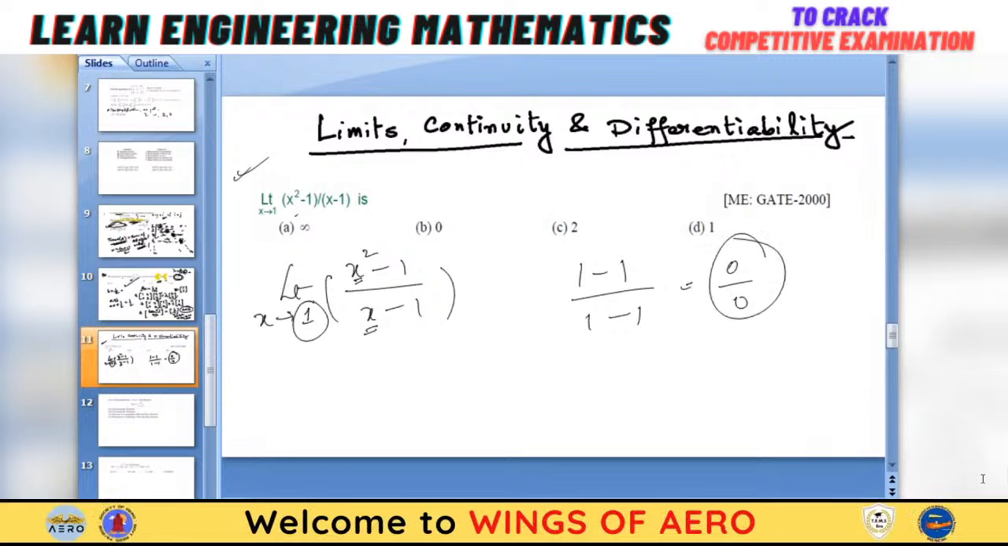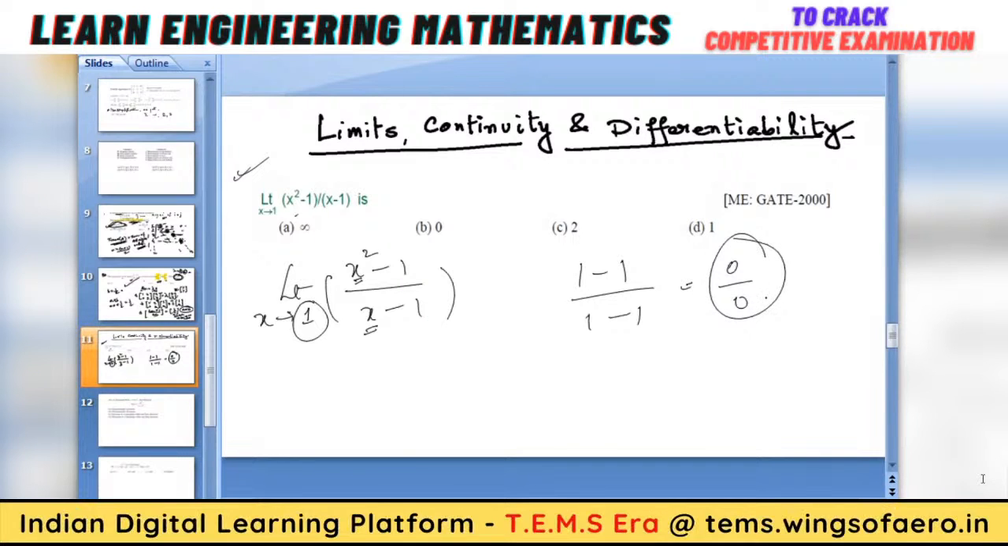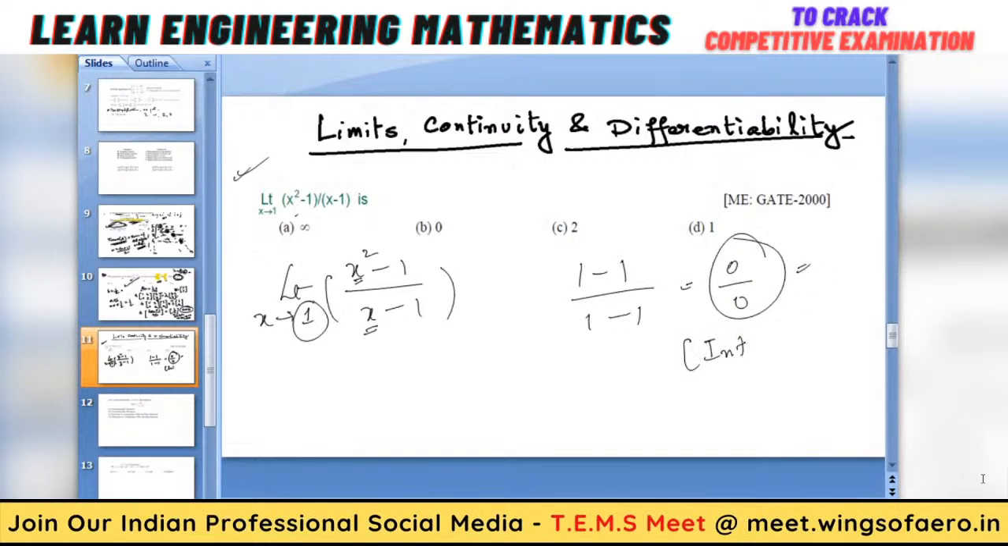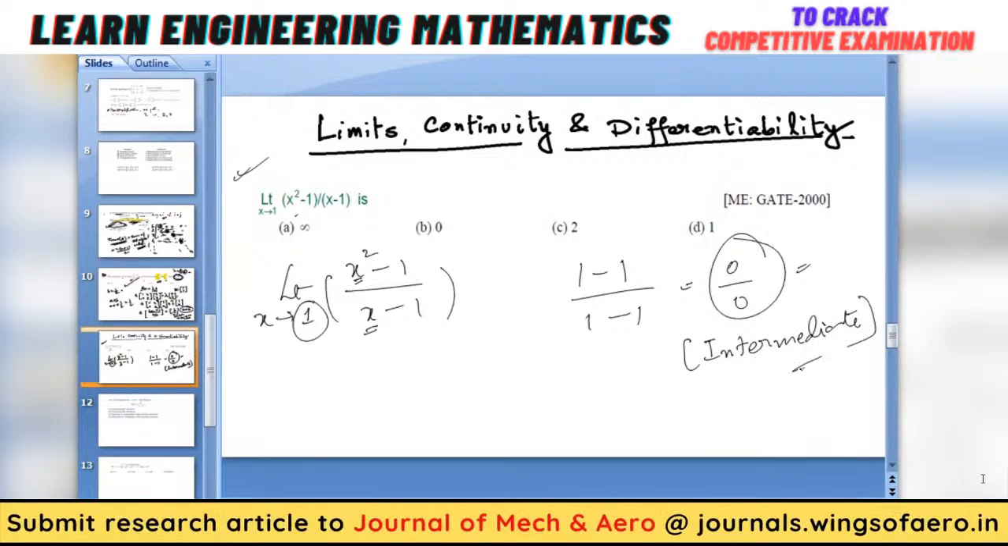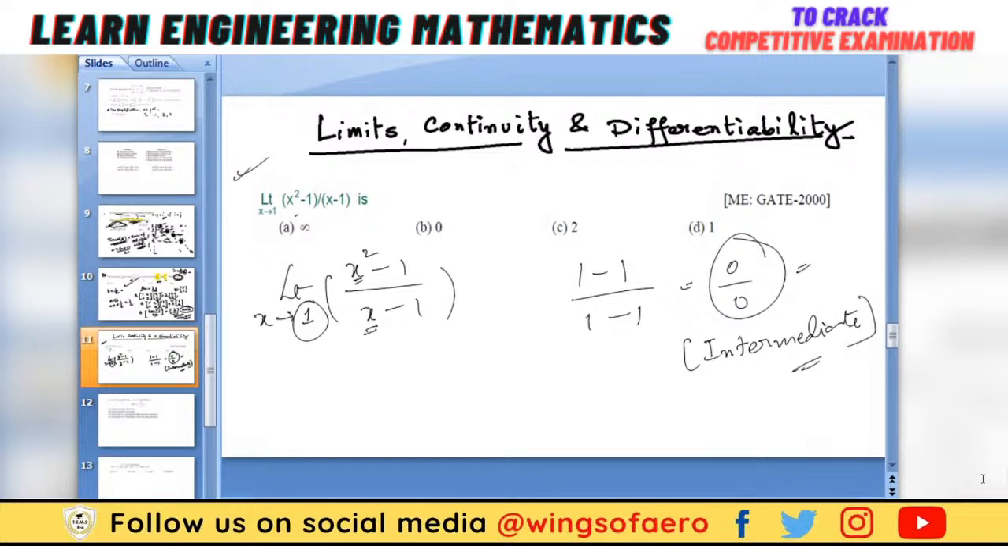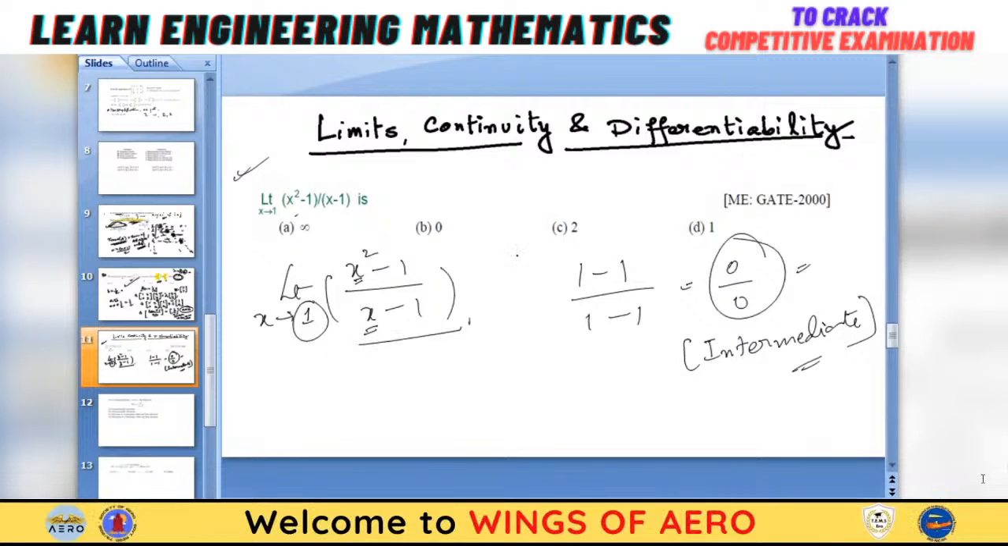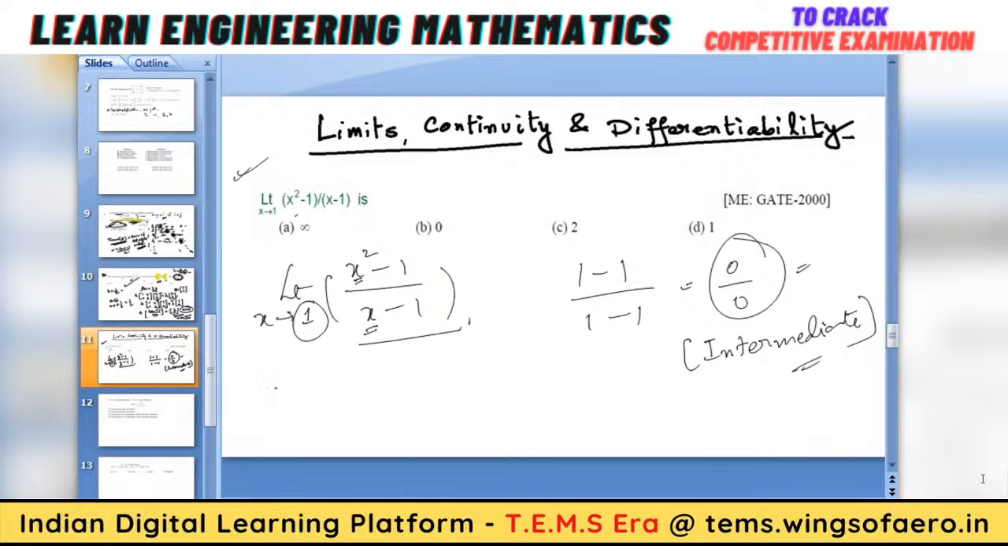So the maximum number of limit questions are of this kind of 0 by 0 form, which is also called an intermediate form. 0 by 0, infinity by infinity, these kinds of forms are intermediate forms. If an intermediate form occurs, then there is always a very easy way to calculate the limit. It's called L'Hospital's rule.